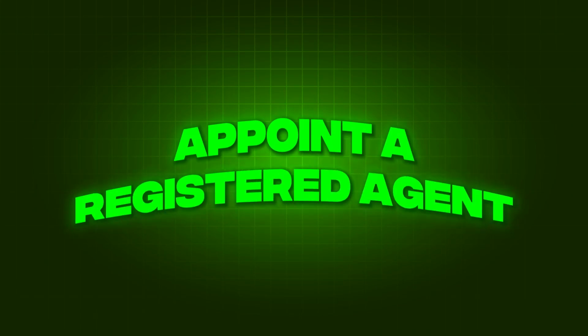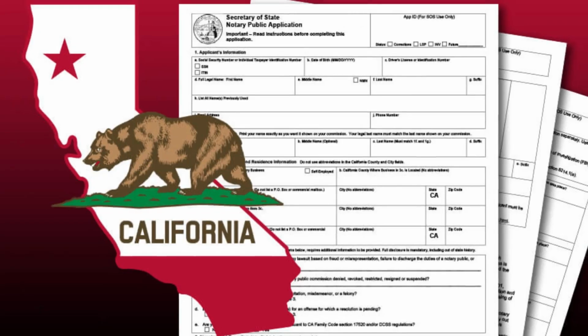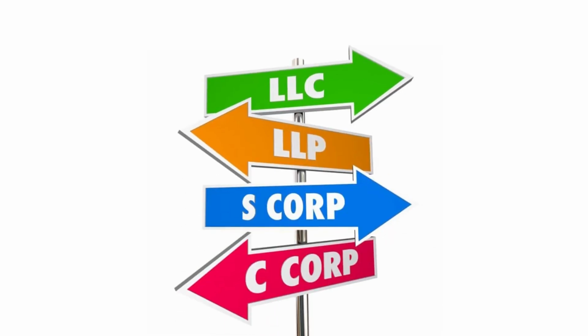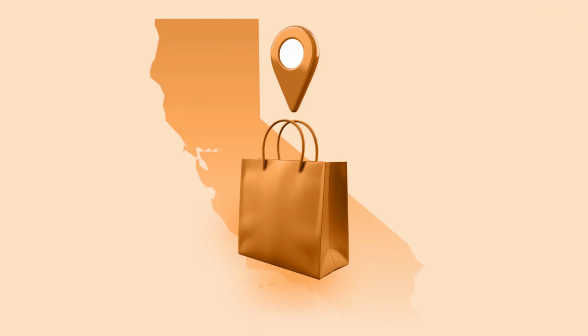The next step is to appoint a registered agent. This registered agent, or agent for service of process in California, will be the main point of contact for your business. Any state or federal documents or other official correspondence will be addressed to your LLC, but they will be sent to the registered agent's address. It can be an individual or a business entity.